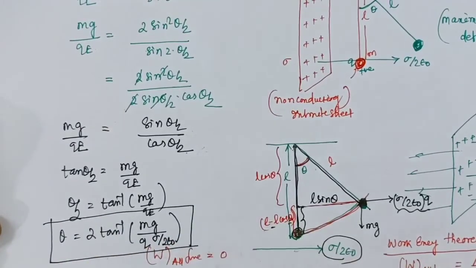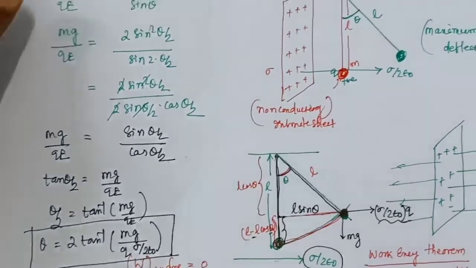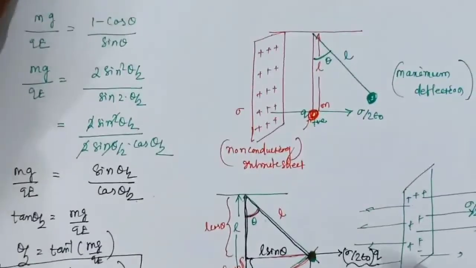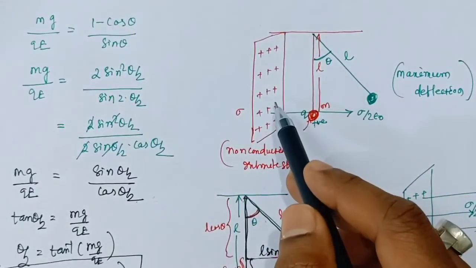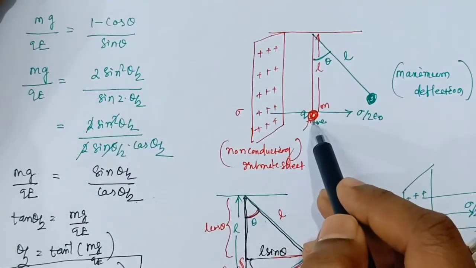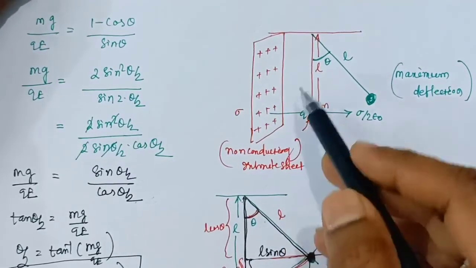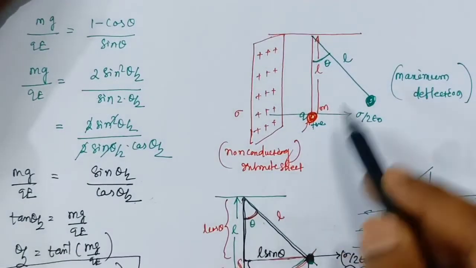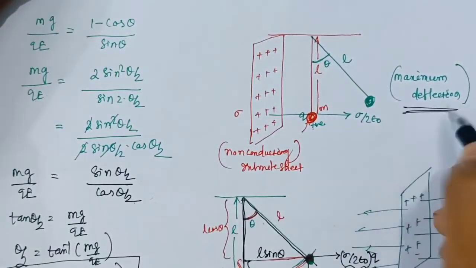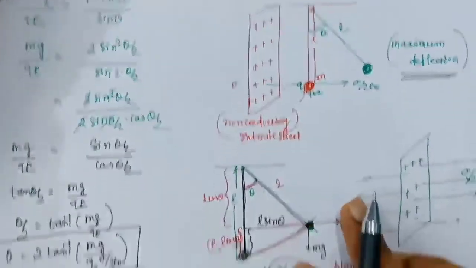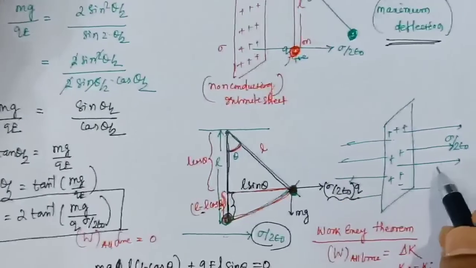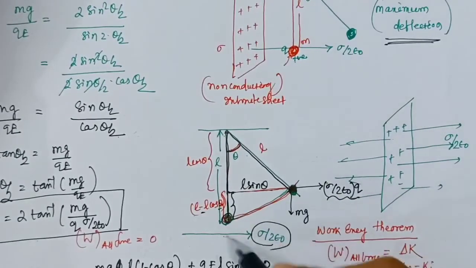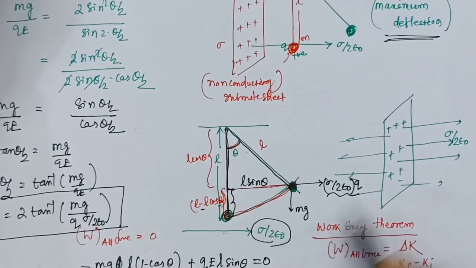A student has to think about it. So what I said, I simply said this is a non-conducting infinite sheet, and a positively charged bob is placed here. So what will happen? It will deflect like this. The question is asking to find the maximum deflection. Due to the non-conducting infinite sheet, the electric field will be sigma by 2 epsilon naught, which we already have in mind. It's simply a question of a charged bob in an electric field of sigma by 2 epsilon naught.